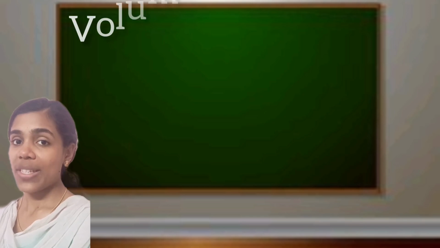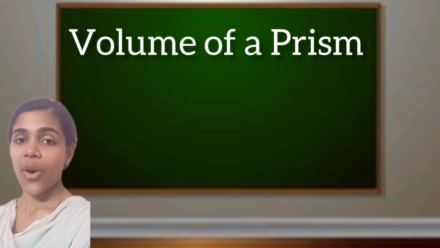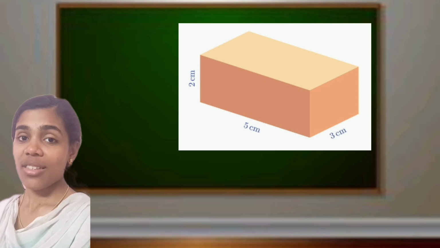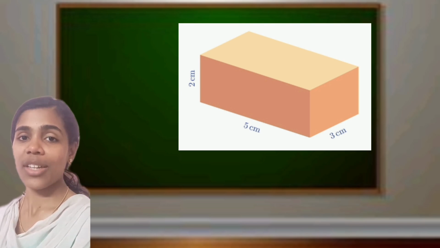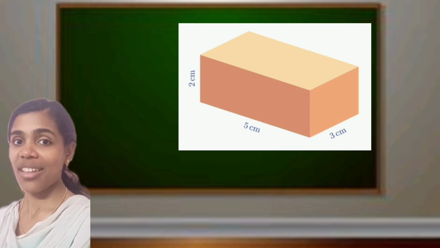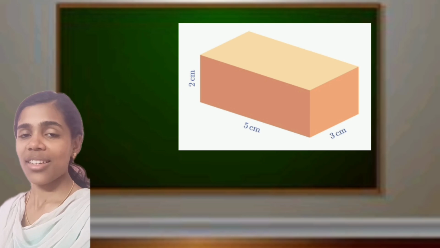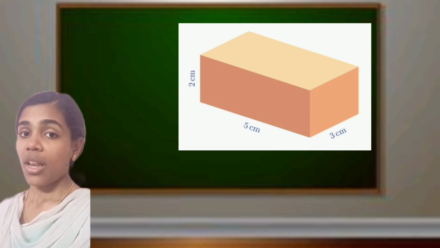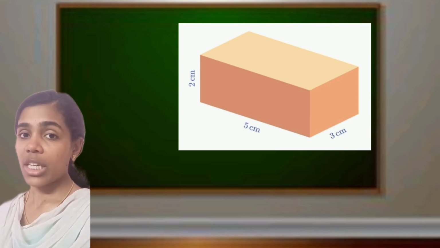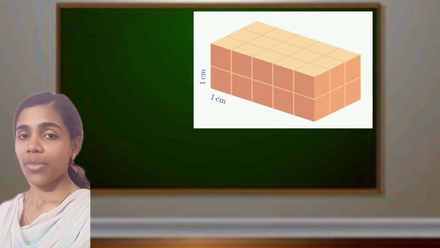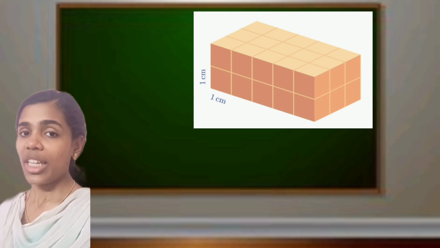Next, we are going to discuss the volume of a prism. Students, remember how we calculated volumes of a rectangular prism in your previous classes? For example, look at this rectangular prism. This rectangular prism has length 5 centimeters, breadth 3 centimeters and height 2 centimeters. Now I am going to split it into cubes of edges 1 centimeter. Then we get 30 cubes.